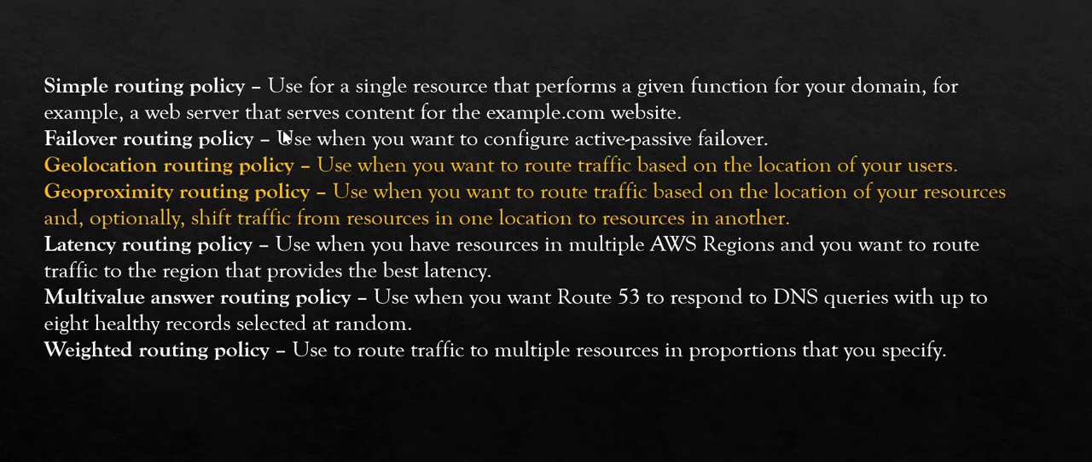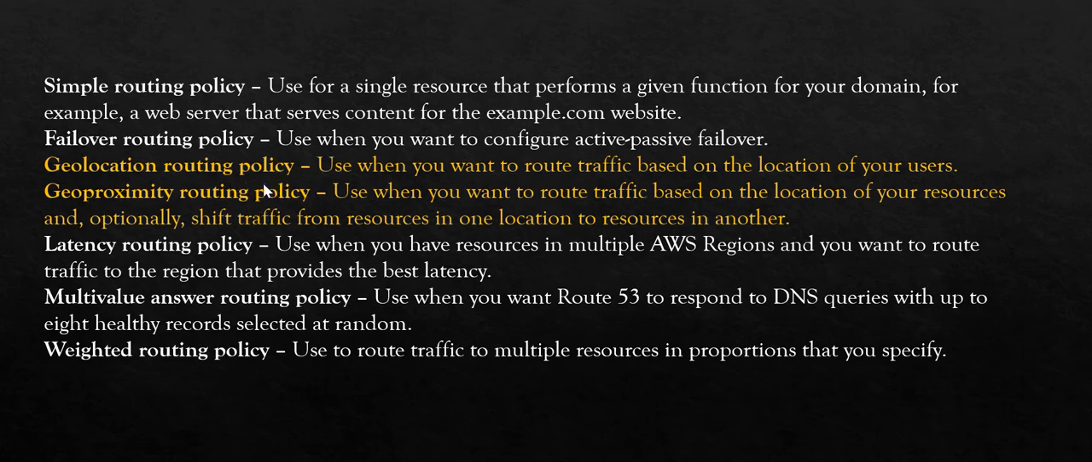Now failover routing policy, as the name suggests, is used when you have to configure an active-passive failover. For example, you will have two EC2 instances, one active and one passive. If a failover happens because the active instance goes down, then the passive instance would become active. That's how the failover routing policy is configured. But this question is not linked to the failover routing policy. These are our two options that are mentioned.